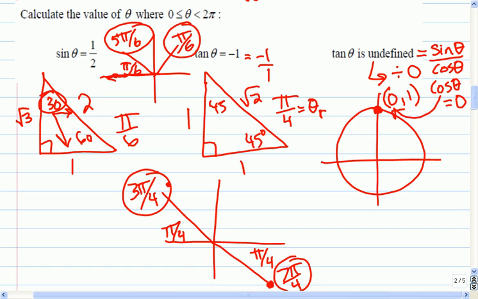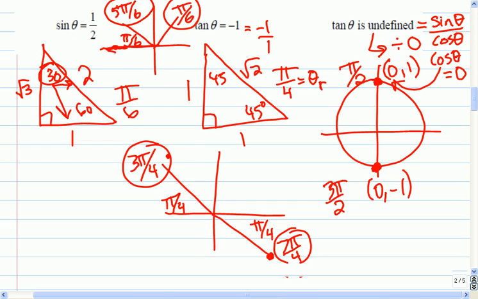Where else might I find the cosine of 0? Down on the bottom right here. Okay, so down on the bottom, that coordinate is also 0, -1 for sine, but it's still going to divide by 0. So I have two angles, one up here at pi over 2, and one down here at 3 pi over 2.